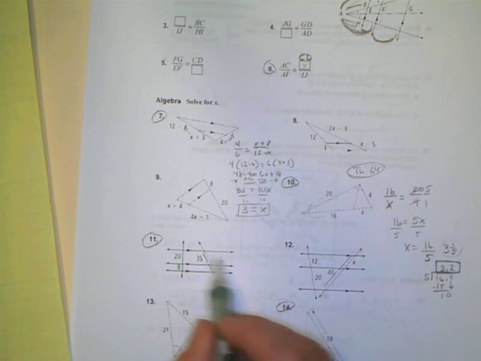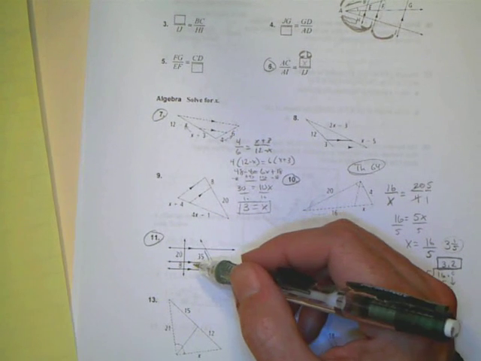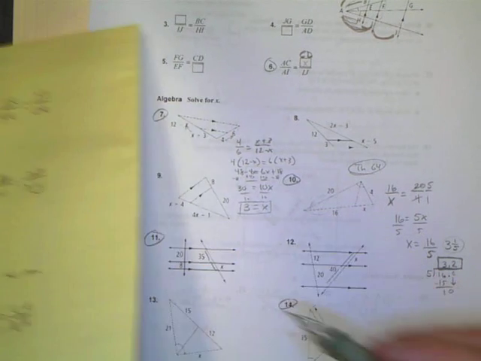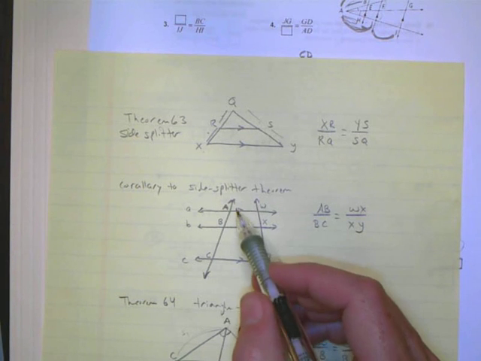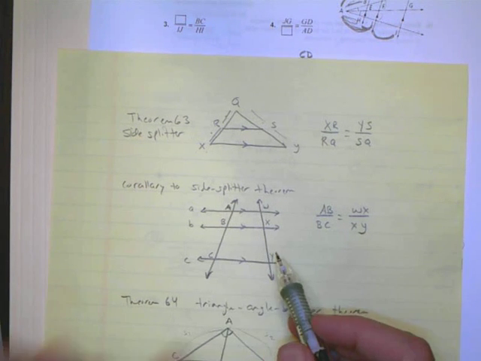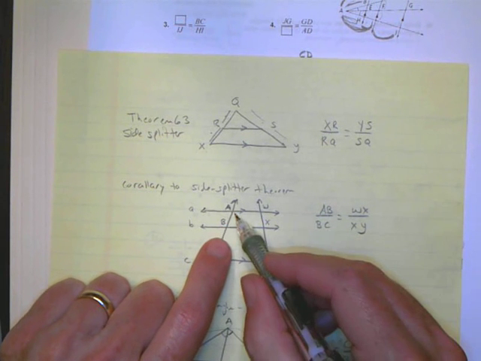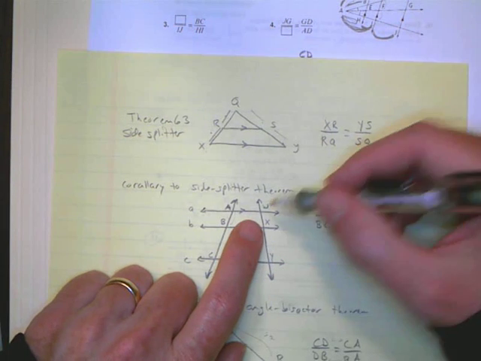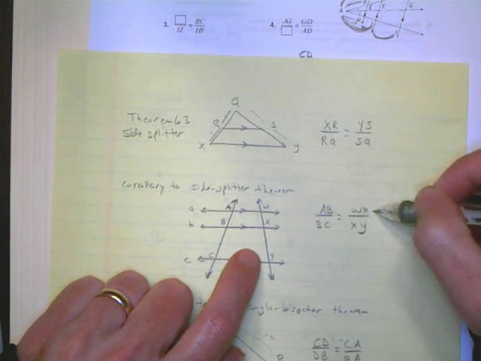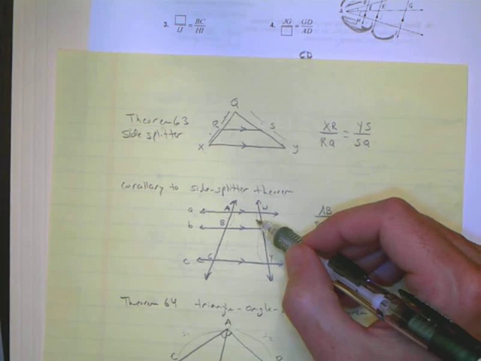All right, looking at number 11. Number 11, we have sets of parallel lines, and we have some lines that intersect those at different points. This is the corollary to the side splitter theorem. So putting it up here for you real quick. What we said with the corollary to the side splitter theorem is that if we have these parallel lines, then different segments are going to be proportional. So AB, this little bit over the big bit BC, is going to be proportional to the little bit of this part, WX, over XY. That's the idea. So little bit to big bit is going to be equal to little bit to big bit.